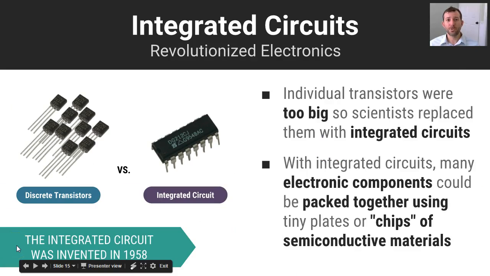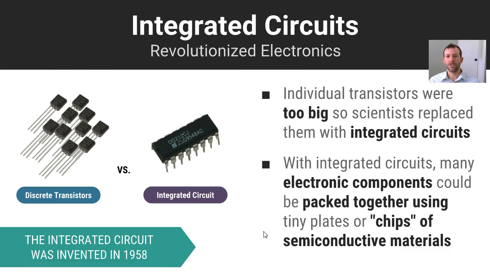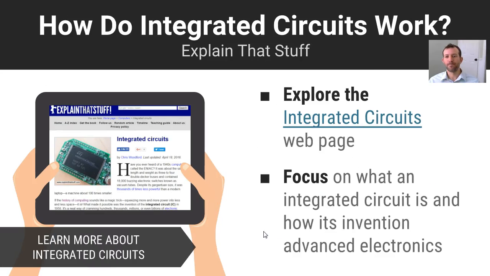Individual, discrete transistors were still too big and required hand soldering. They weren't going to get us where we needed to go. And so came the idea of the integrated circuit, a way of packing multiple electronic components all together onto a single semiconductive chip. This was invented in 1958 and led to the microprocessors that you may be familiar with today.